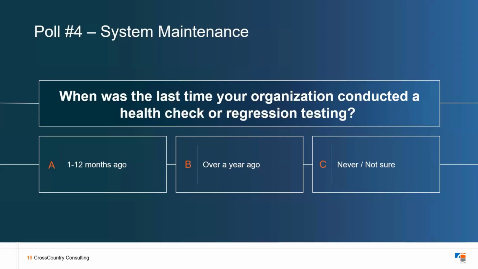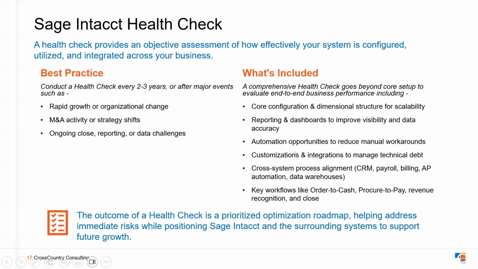Perfect. So it looks like a lot of you are not sure about what a health check is. For those who've never heard, this is where our Sage Intacct team can help perform system diagnostics and provide recommendations on ways you can better leverage Intacct to meet your organizational goals. So we typically recommend completing one every 2 to 3 years or after any major organizational change. Again, if you're interested in a health check, please reach out to one of your cross-country contacts, and we would be more than happy to set up some time to discuss what a potential health check might look like for your specific company.